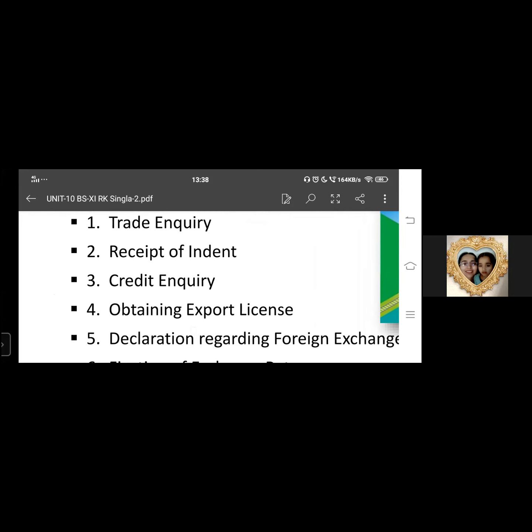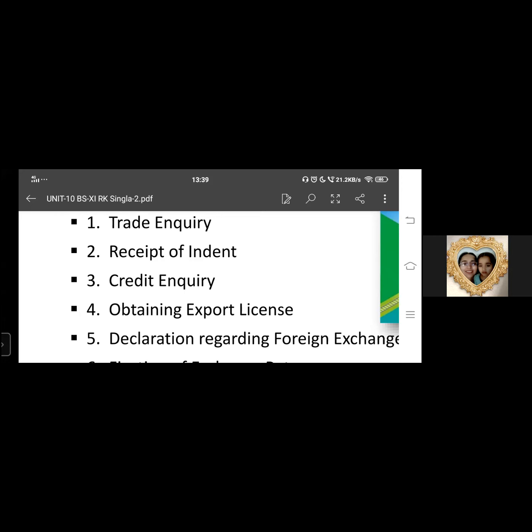Okay. If everything is explained properly in the indent, it is called a close indent. Okay, if some information is given, means incomplete, means things have not been mentioned completely, then it is called an open indent. Okay, so in this case, the exporter takes many decisions as per his own discretion.